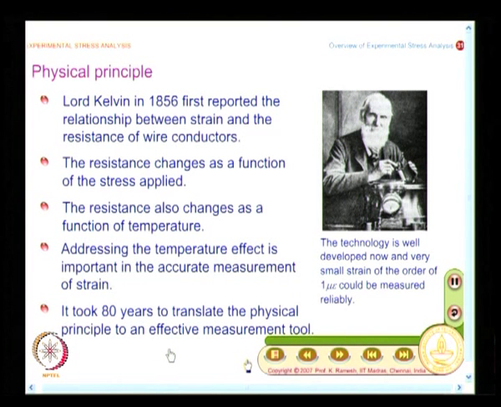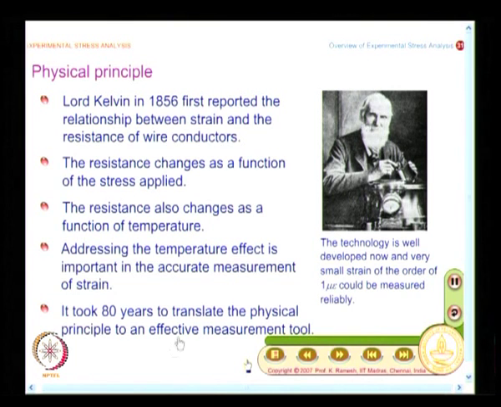Why is this so? Because you need to develop technologies where I delineate the effect of temperature and measure only the strain information, whatever the resistance changes because of strain, and it should be easily available for many people to use it, and it took so much time. And recently it also celebrated the 50th year of metal foil strain gauges.